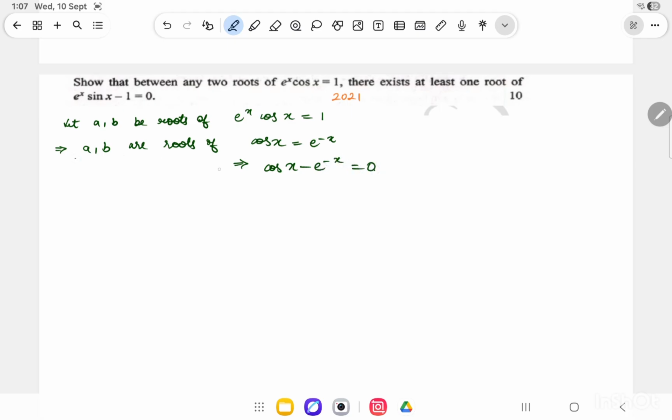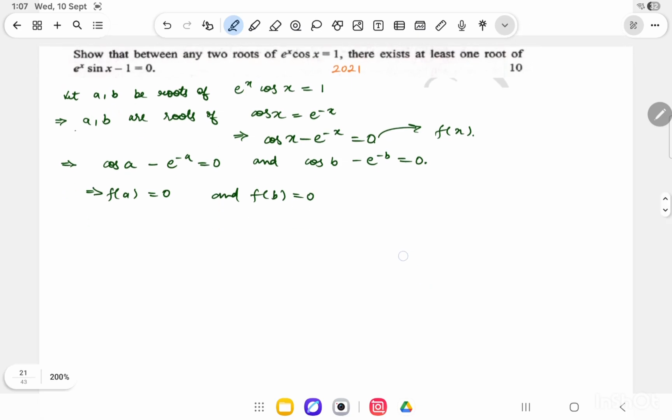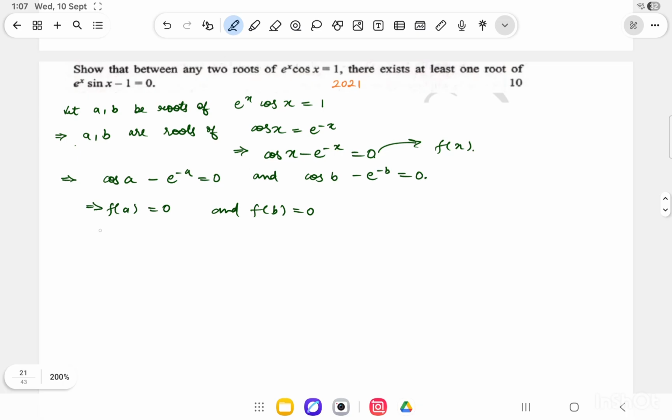If a and b are roots of this, they will satisfy this function. So we'll get cos a minus e raised to minus a equals 0 and cos b minus e raised to minus b equals 0. For convenience, let's name this function f(x). So I got f(a) equals 0 and f(b) equals 0 because I have assumed that a and b are roots of f(x). And we can assume that a is less than b.